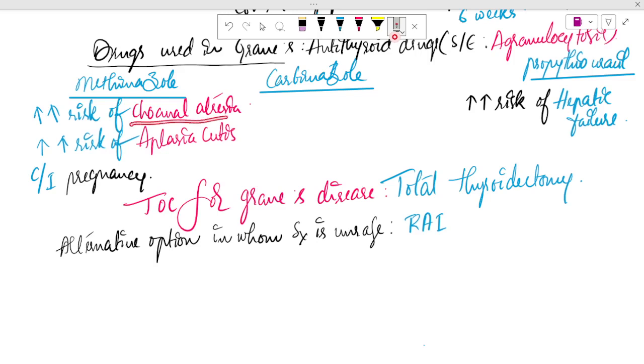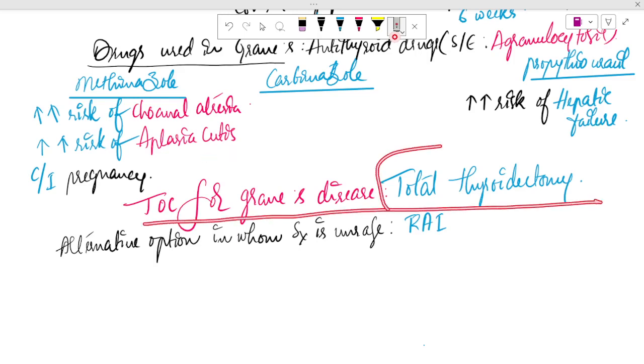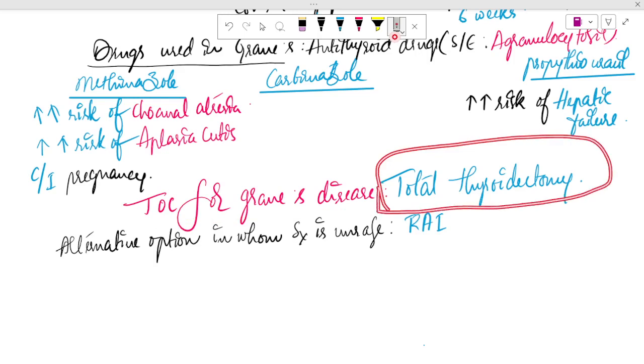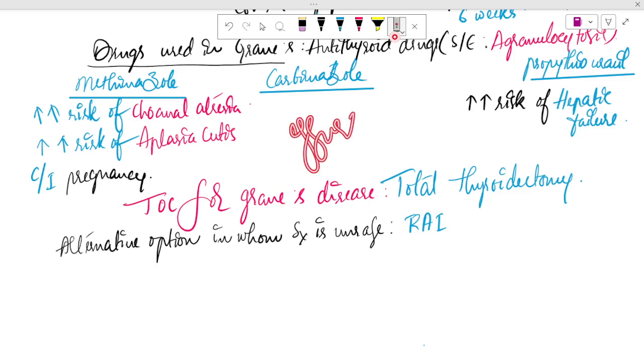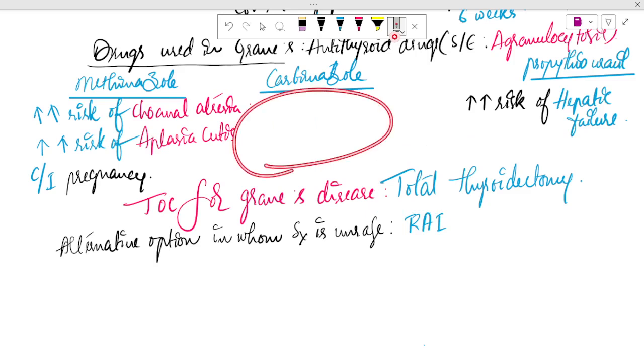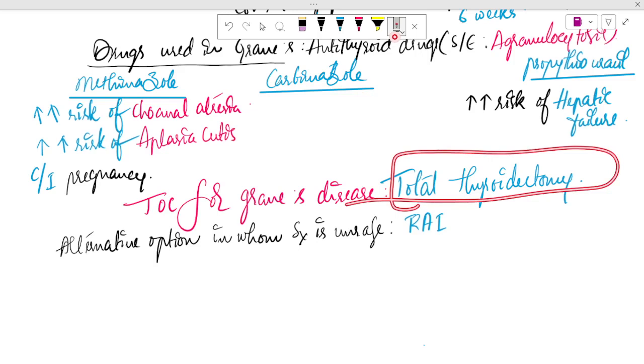So choanal atresia and aplasia cutis are the increased risks caused by methimazole. Carbimazole also has some side effects, but not that prominent. But propylthiouracil causes hepatic failure, hence it is highly contraindicated in females. Now, finally, what is the treatment of choice for Graves' disease? Ultimately, it is total thyroidectomy. Why? Because it is a diffuse condition, not a focal condition. So you can only do total thyroidectomy.